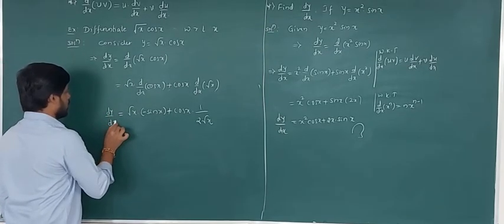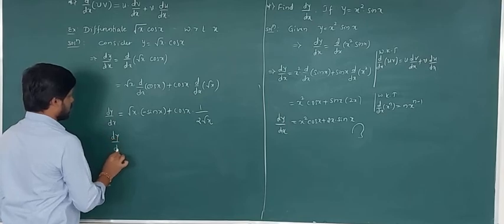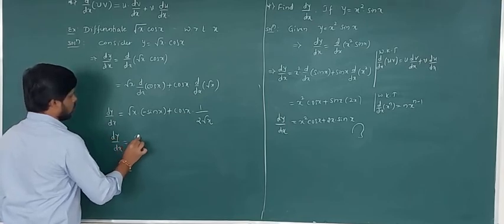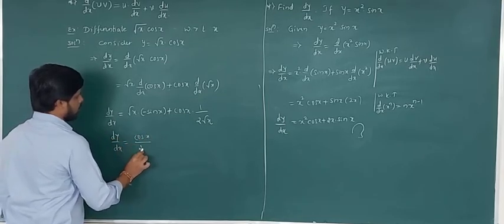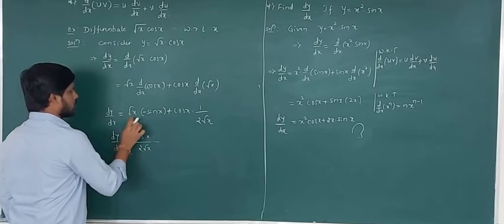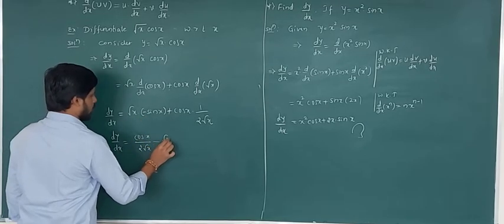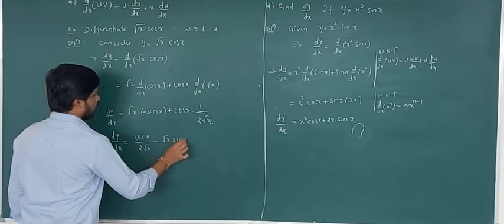That is, dy by dx is equal to cos x divided by 2 root x minus root x into sin x.